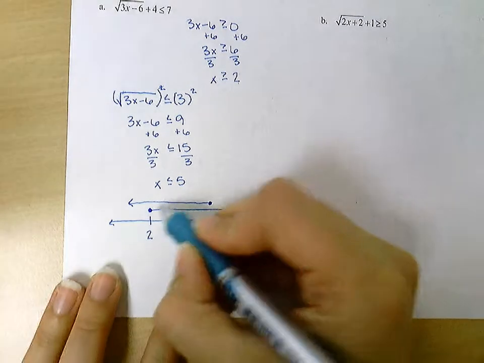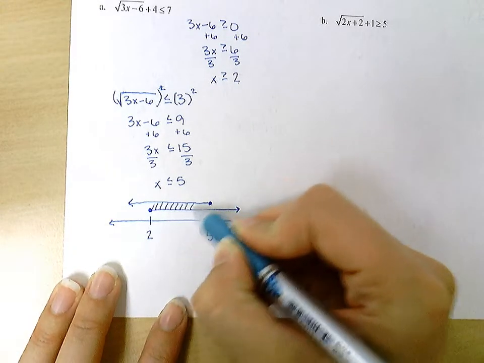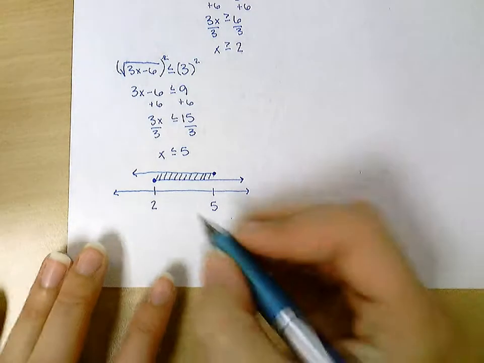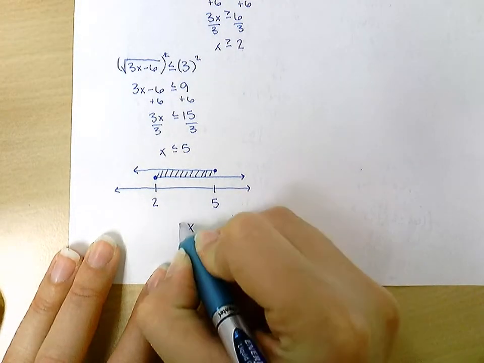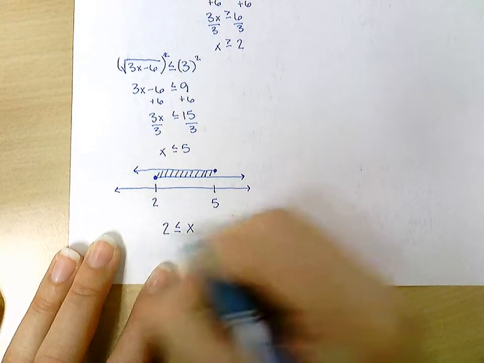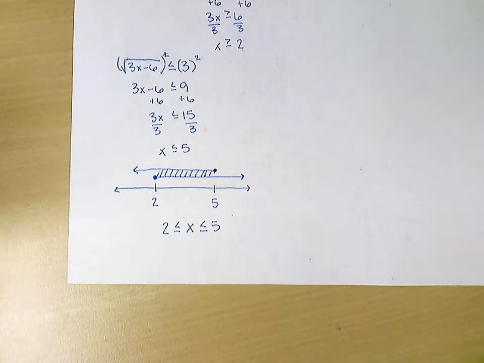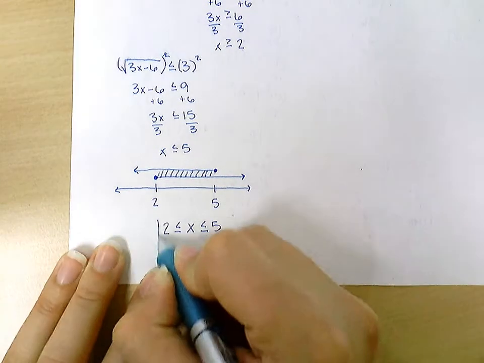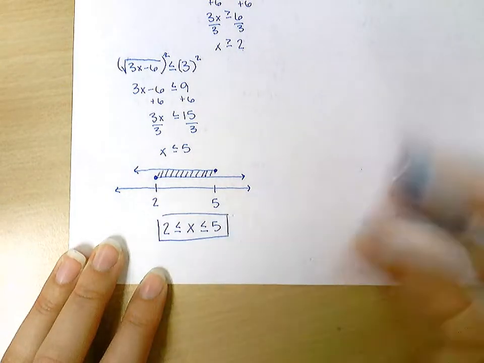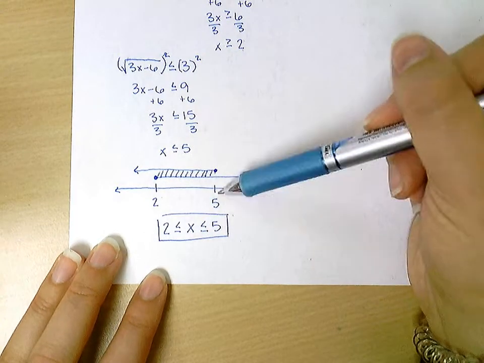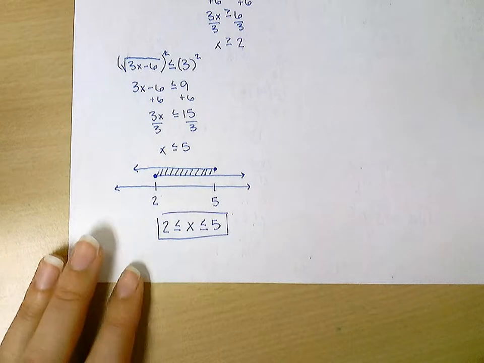So these two overlap in the middle right here. Meaning my answer should read x has to be greater than or equal to 2 and less than or equal to 5. So if you overlap like that, you always write your lowest one first, highest one last here.